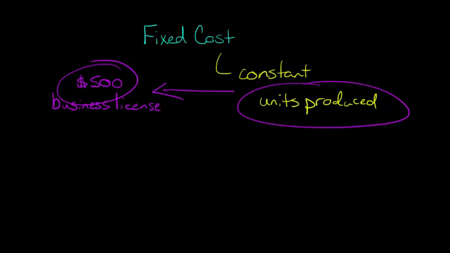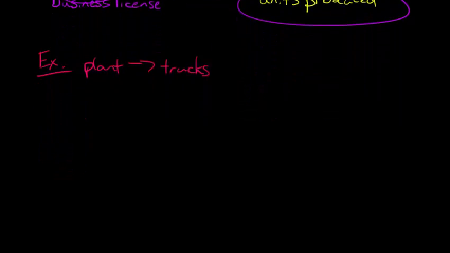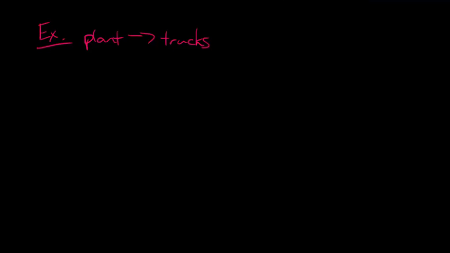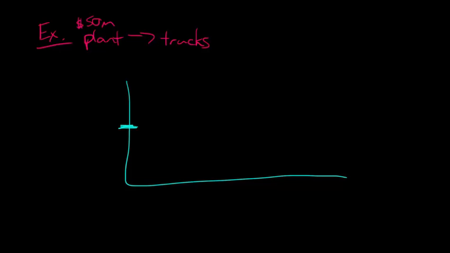So let's use a more complicated example though. Let's think about a manufacturing plant, and this plant makes trucks. So this plant manufactures trucks, and we say, okay, let's say it costs $50 million. So this is a $50 million plant, and we'll graph this out and take a look at how the cost behaves. So let's say that right here is that cost, and it's 50 million. Just have 50M.